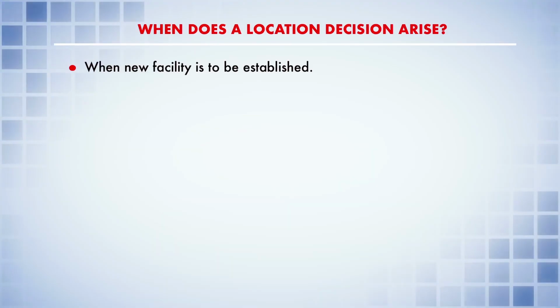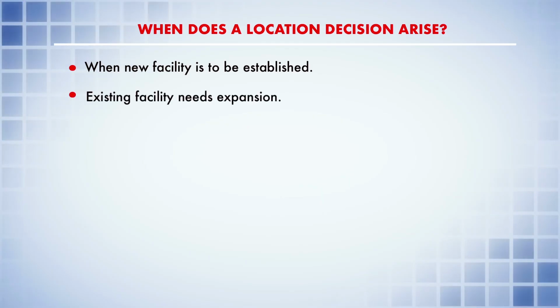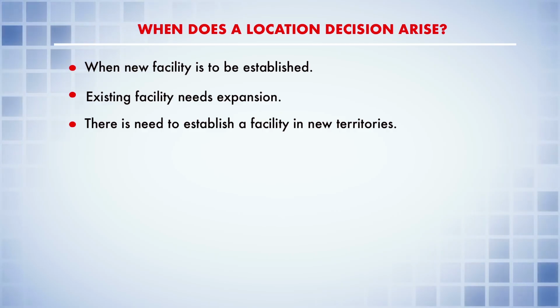Now, the question comes: when does a situation for a location decision arise? The first one is very clear: when a new facility is needed to start a new product or a new manufacturing unit, we definitely go for a new location. If an existing facility needs expansion, we will go for a new expansion. If we want a new facility like warehouses, storage or godown, we will go for a new facility.